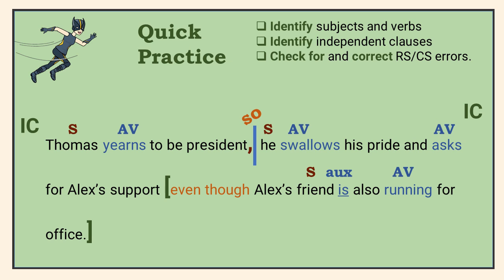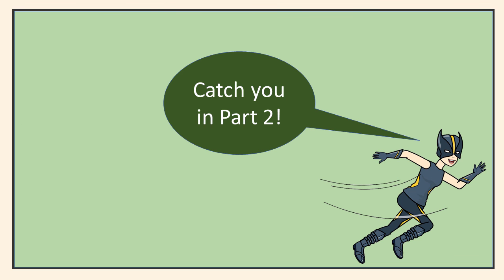Number 3. The pattern here is independent clause, and adverb clause. Between the 2 independent clauses, the original sentence has only a comma. That makes it a comma splice error. The sentence needs a coordinating conjunction. Continue to the next video to review the other 2 types of sentences.